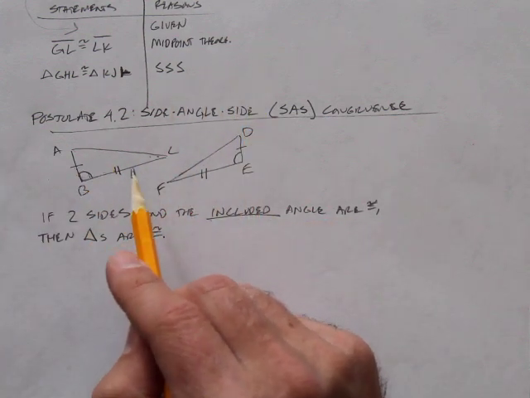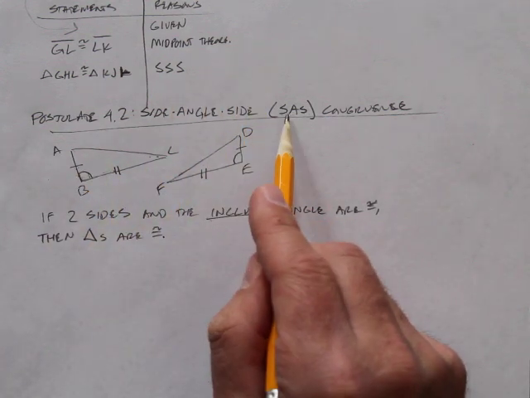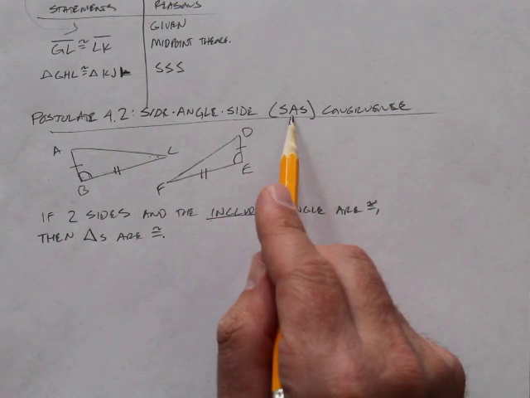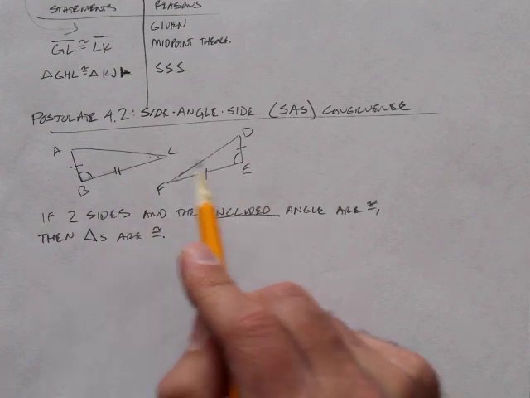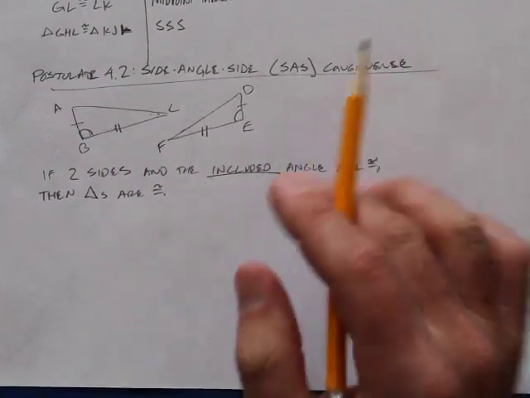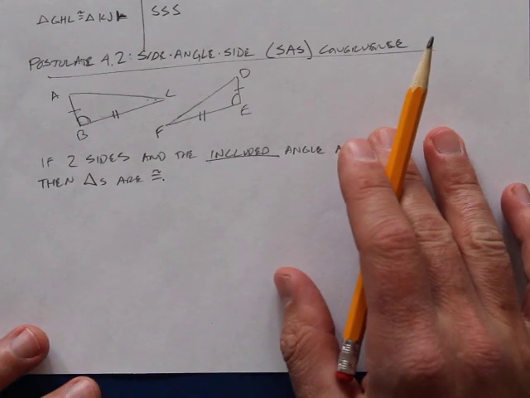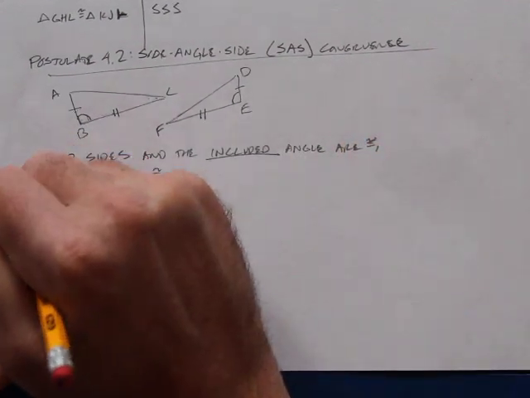So we can't prove by side, side, angle that two triangles are congruent, but we can prove that side, angle, side, they are. So let's do a proof, and then we'll be done with 4-4. Here's the example.